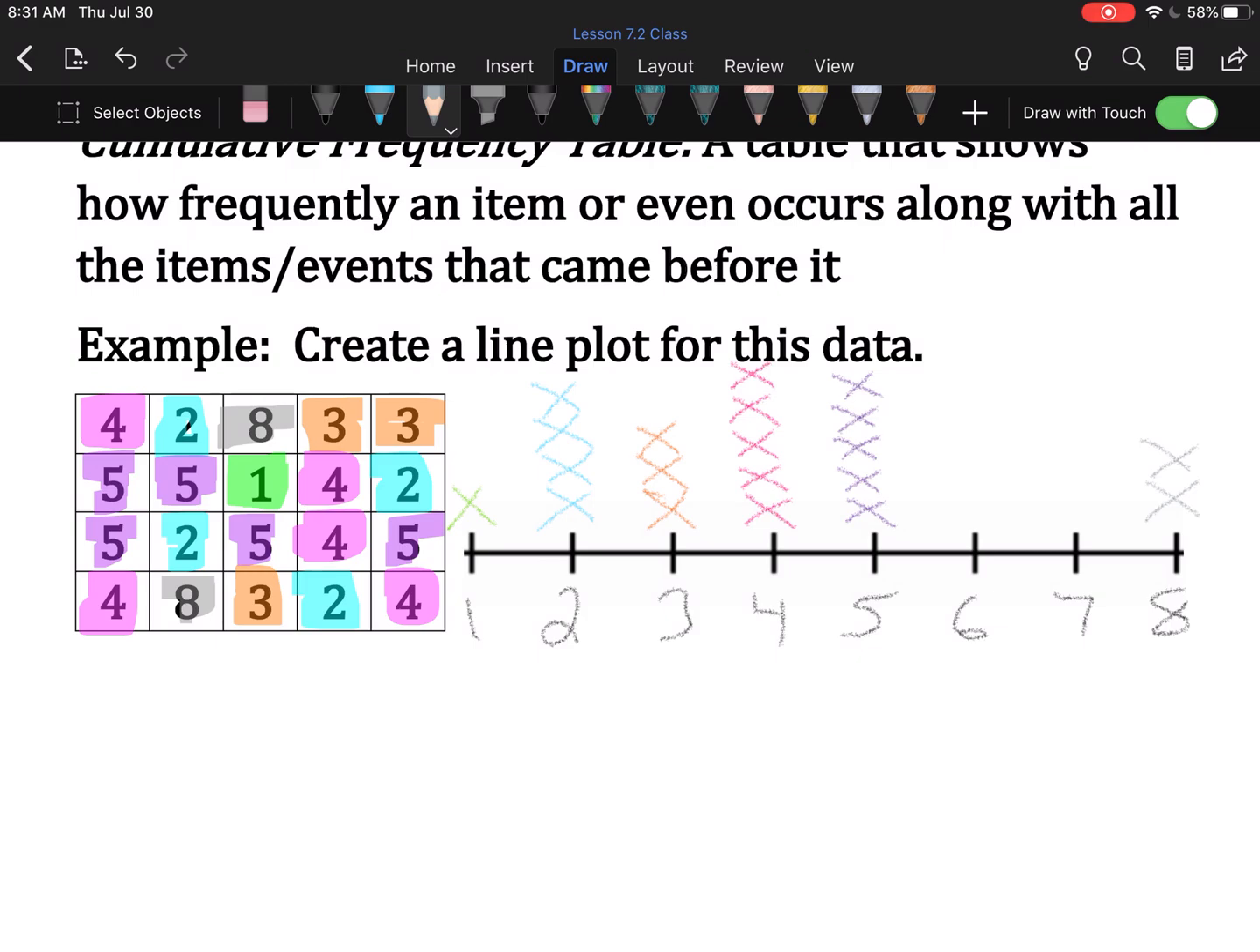Now, I do want to check real fast to make sure I got everything. So this table has 20 values in it. It's 5 wide and 4 tall. 4 times 5 is 20. Did we put 20 X's on our number line? 1, 2, 3, 4, 5, 6, 7, 8, 9, 10, 11, 12, 13, 14, 15, 16, 17, 18, 19, 20. We got them all.